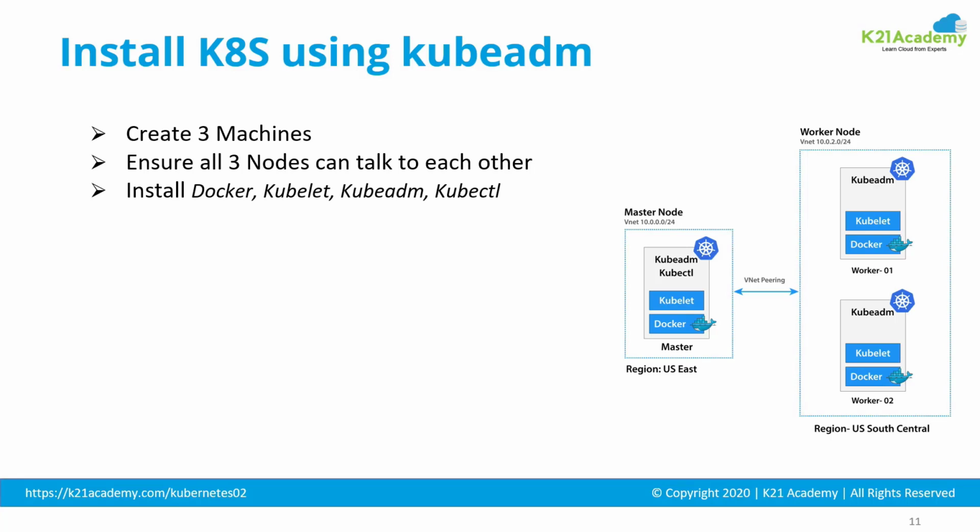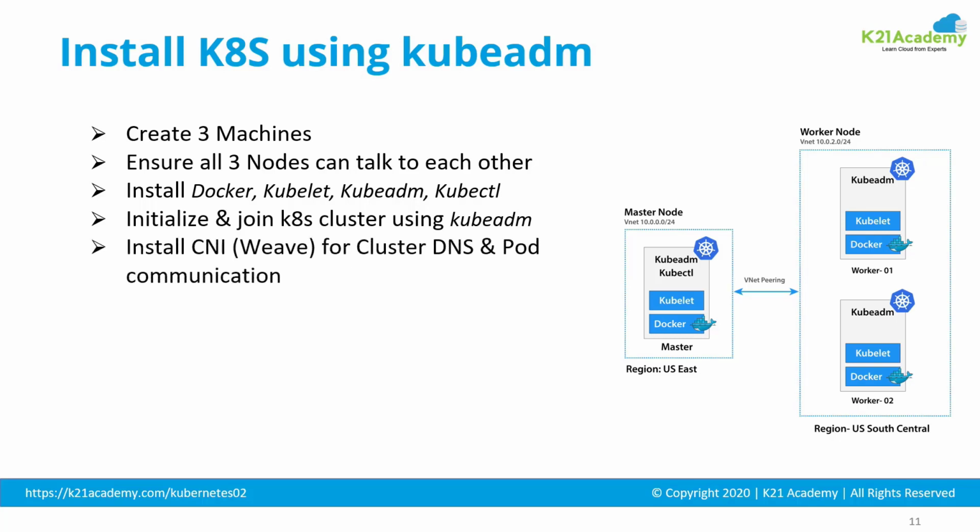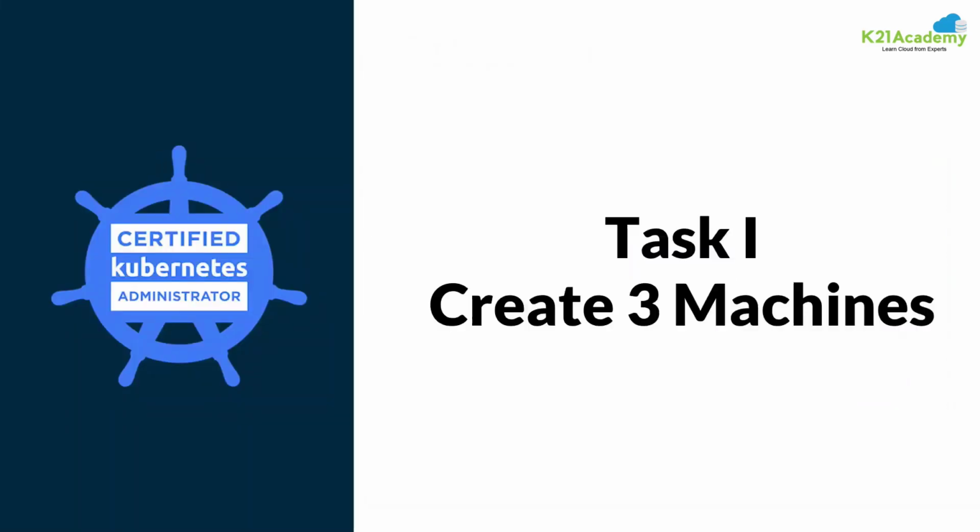Then we installed Docker, Kubelet, Kubeadm, and Kubectl software. Then we initialized the Kubernetes cluster using kubeadm init. And then we joined both worker nodes to this master node using the kubeadm join command. The final step was we installed a network or CNI plugin of type Weave so that my cluster members can talk to each other, including pods communicating with each other, including the DNS configuration. And finally, we checked the status of the nodes and pods.